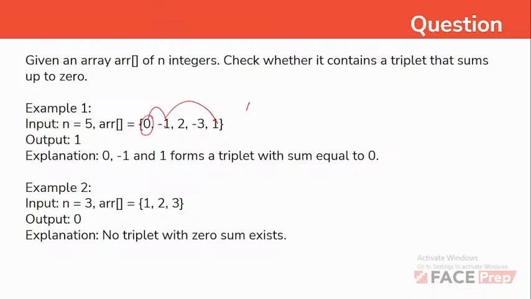Now we can see the second test case. Here the number of elements in the array is 3 and the elements are 1, 2 and 3. So here no triplet with 0 sum exists, right? If we find any combination of 3, there are only 3 elements, so anyhow we need to take 1 plus 2 plus 3 only. We are getting the sum as 6 and not 0. So my output is 0 because no triplet with 0 sum exists.